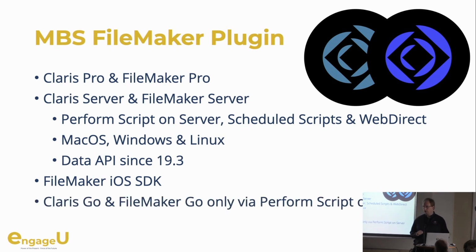If you use FileMaker Go or Claris Go, you can use Perform Script on Server to do some tasks. We have, for example, a nice example for doing barcodes. The script will check if the plugin is available locally, and if yes, it makes a barcode locally. Otherwise, it does a Perform Script on Server to do it on the server. So you can use the same script on FileMaker Pro, server, Go, whatever, and it will just do the barcode.